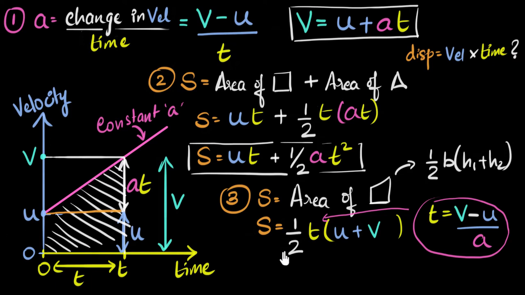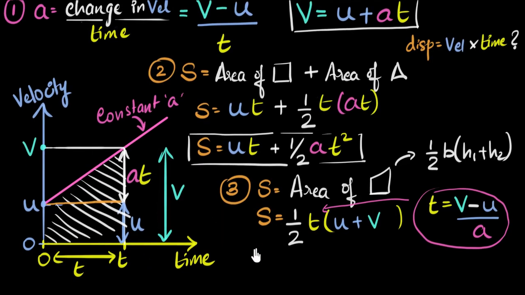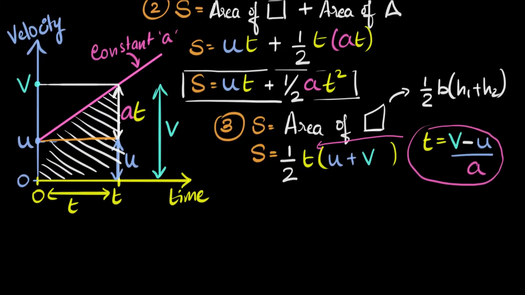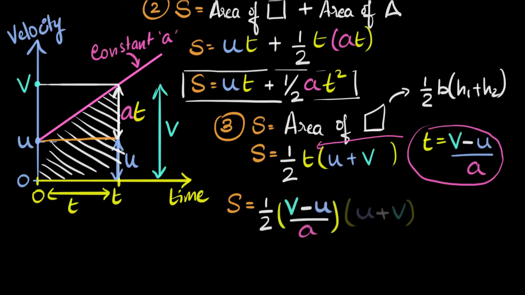Now all we have to do is take this equation for time and plug it in over here. And again, it's one of those moments where you could pause the video and see if you can try this yourself. See what equation you end up with. All right, let's do this. Let me move this thing up because we don't need any of that anymore. We just need this. So if we substitute, we'll get S is half into time. The time is V minus U divided by A into U plus V.